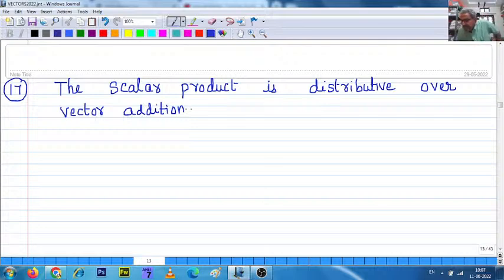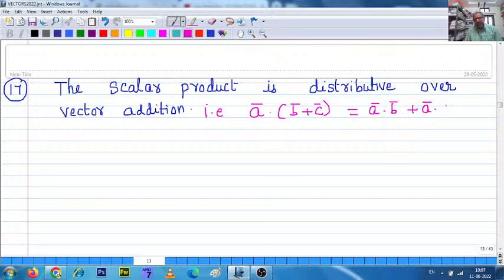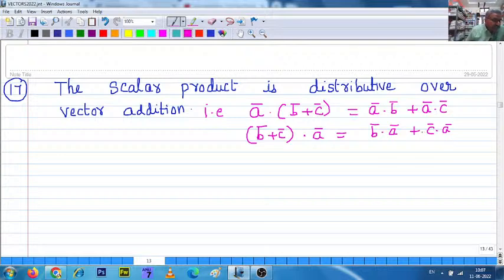So we can write like this, A dot of B bar plus C bar, this we can write like this, A dot B plus A dot C. Clear? Or for example, B bar plus C bar dot of A bar. This is the left distributive, this is the right distributive property. This we can write B dot A plus C dot A. So both are the same, no problem. It obeys associative property also.